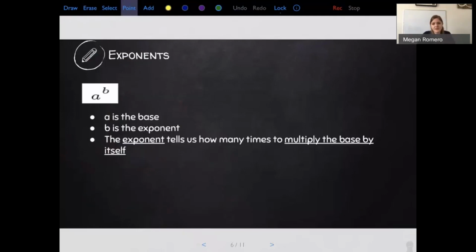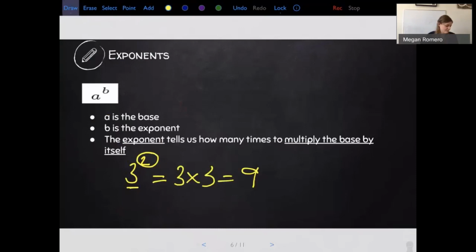Exponents. So we need to do a quick review of exponents before we jump into our examples. So exponents come in the form of a raised to b, where a is the base and b is the exponent. The exponent tells us how many times we multiply the base by itself. So for instance, if we have 3 squared, 3 is our base, 2 is going to tell us how many times to multiply 3 by itself. So this would be 3 times 3 to get 9.